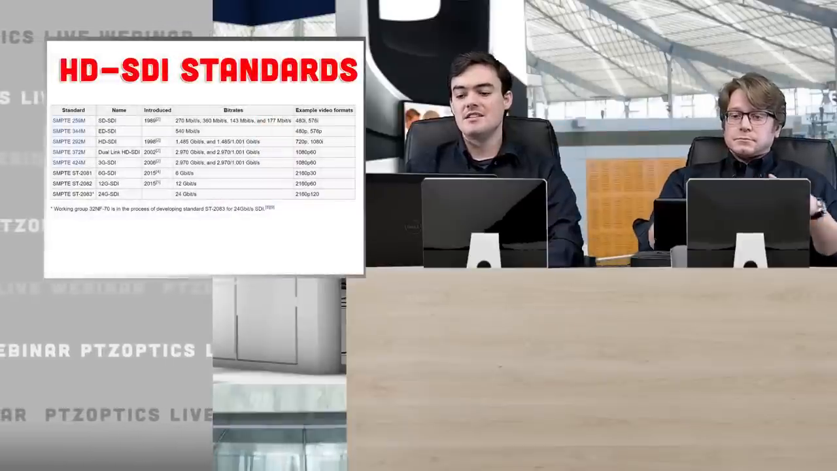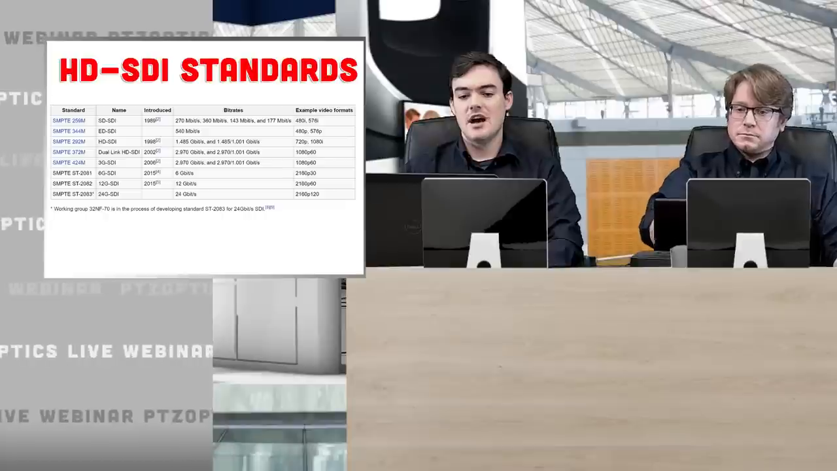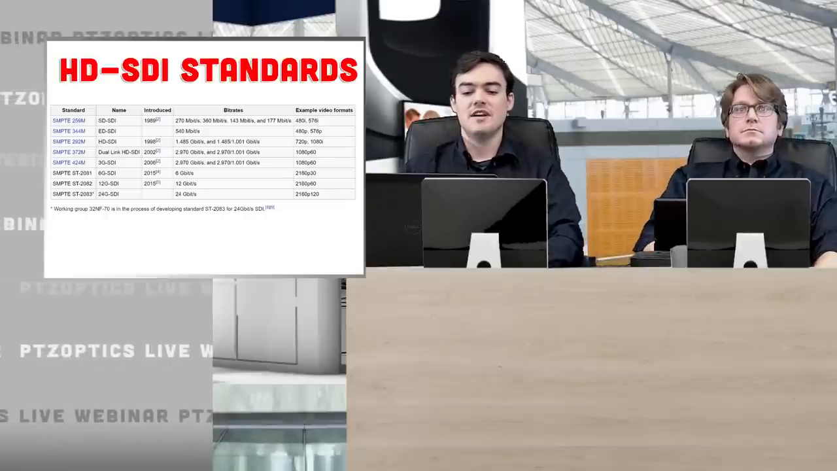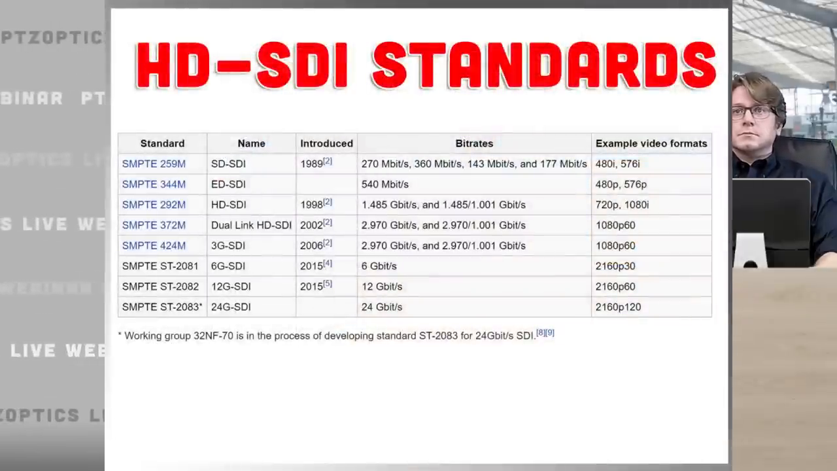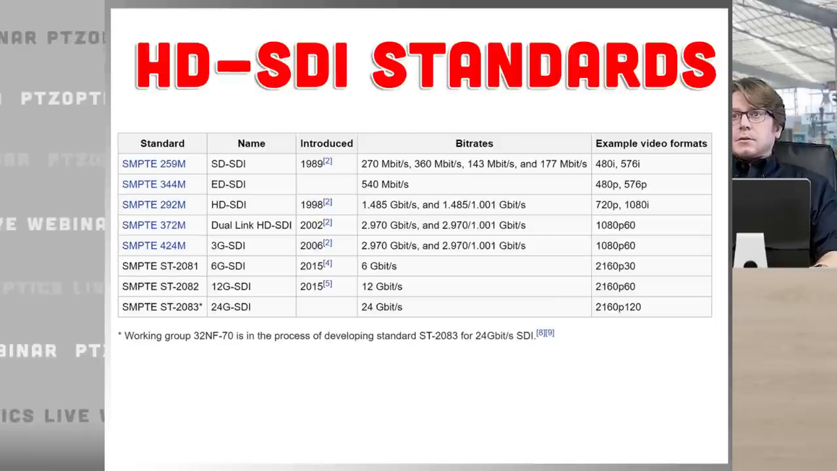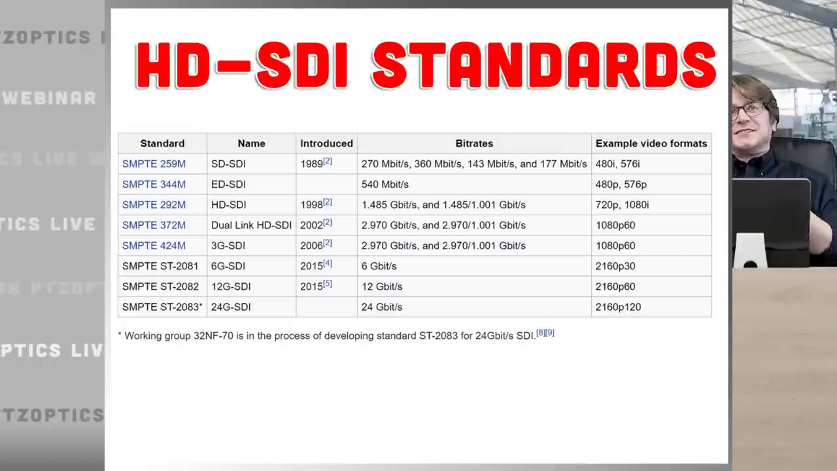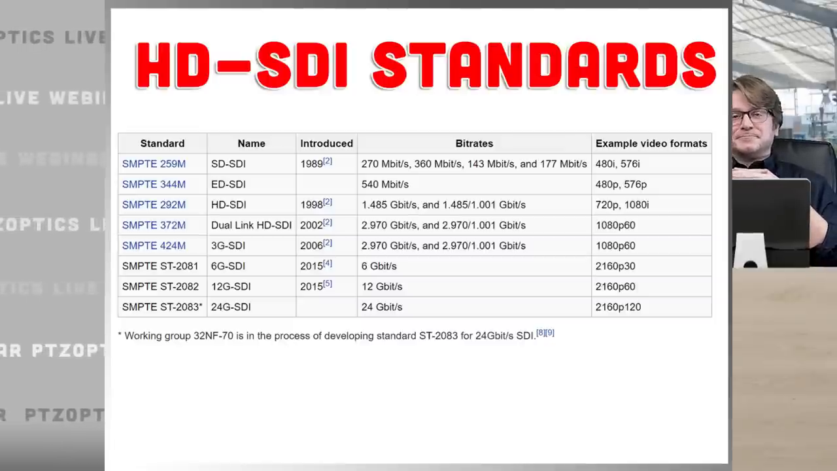This is the levels of HD SDI, and you can see here that it starts with just regular HD SDI, which is 720p or 1080i, and technically it could also be 1080p 30, I think, is just regular HD SDI. There are ways, yeah. But as you can see here, 3G SDI, which was actually introduced in 2006, is 1080p 60.